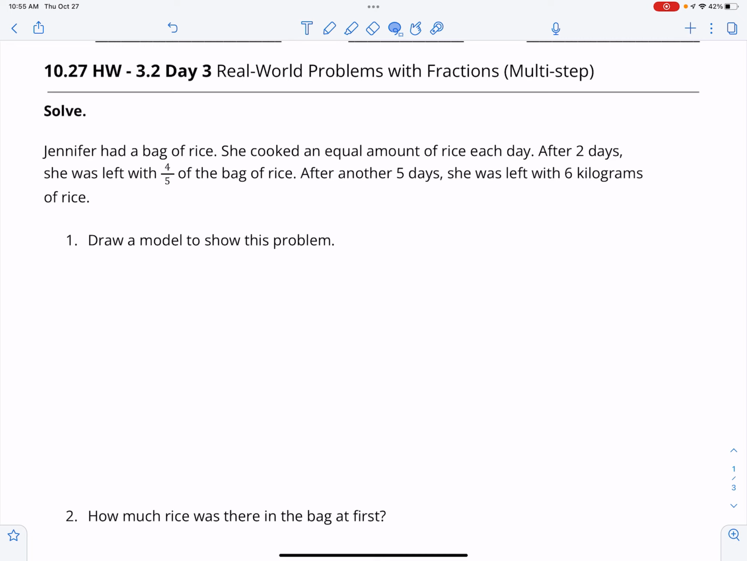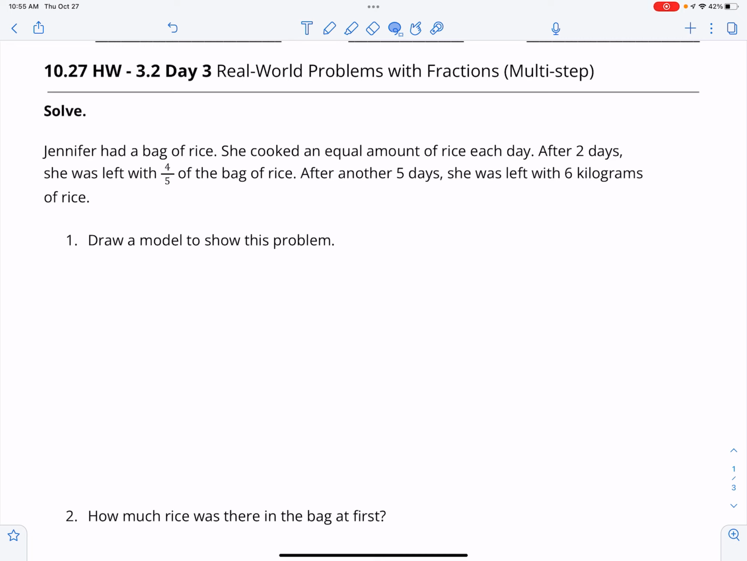So looking at the homework as our models, we know Jennifer had a bag of rice. She cooked an equal amount of rice each day. After 2 days, she was left with 4/5 of the bag of rice. After another 5 days, she was left with 6 kilograms of rice. Draw a model to show this problem.